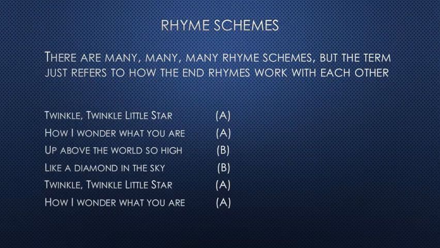So you can see that this very familiar little poem, Twinkle Twinkle Little Star, has a set end rhyme scheme. It's an AABBAA end rhyme scheme. And this is how rhyme schemes are always talked about, by letters where they show the repetition of the rhyme. So star and R rhyme, high and sky rhyme, star and R rhyme again. So it's an AABBAA rhyme scheme.